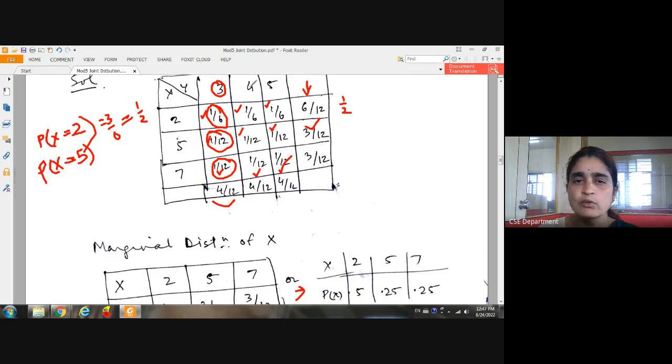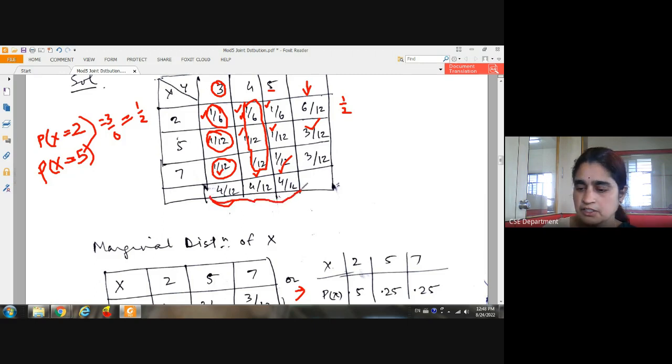Similarly, y equal to 4. Of these 9 cases, how many cases will have y equal to 4? So the cases are x equal to 2, y equal to 4; x equal to 5, y equal to 4; x equal to 7, y equal to 4. These are the middle 3 cases. So if we add this, we get 4 by 12. That is the probability y is equal to 4. Similarly, pause the video and find what is the probability y equal to 5. So you will sum these three and find that it is 4 by 12. So this is the marginal distribution of y.